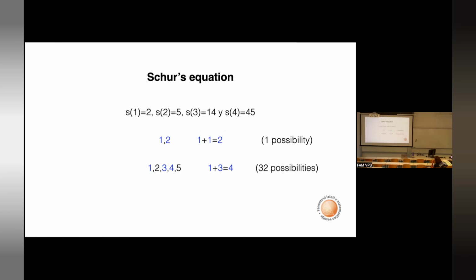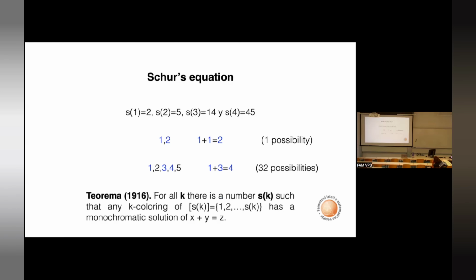So if we change the 3 to black, we will have 2 plus 3 equals 5. So it doesn't matter which one of the 32 possibilities you choose, you will always find a solution. And with 4, you can see that it's not true. So try to find how you can avoid a monochromatic solution with 2 colors. So the minimum number will be 5. This was the theorem.